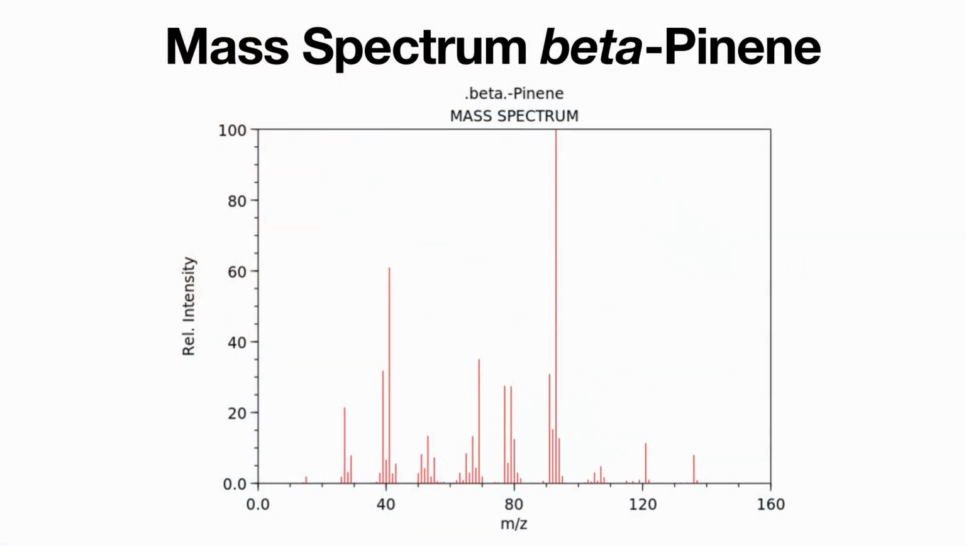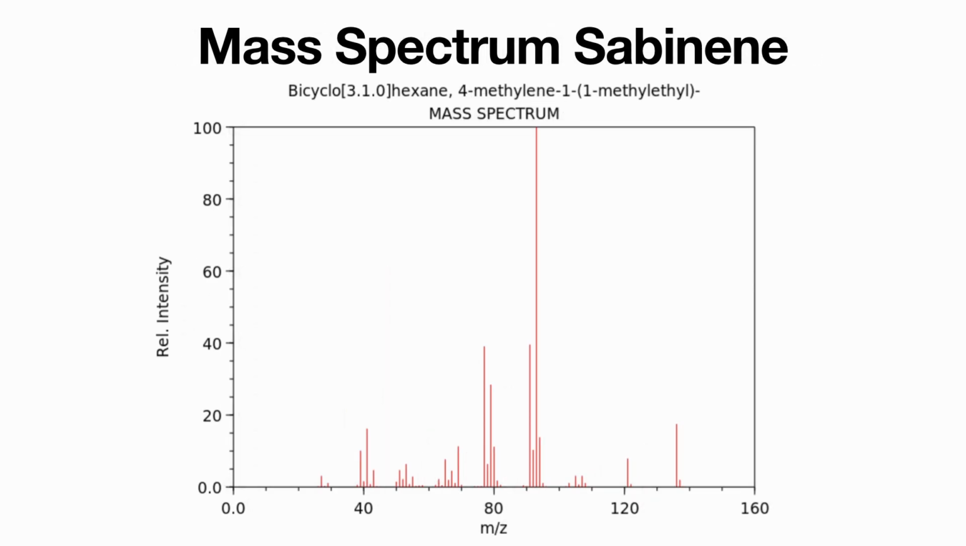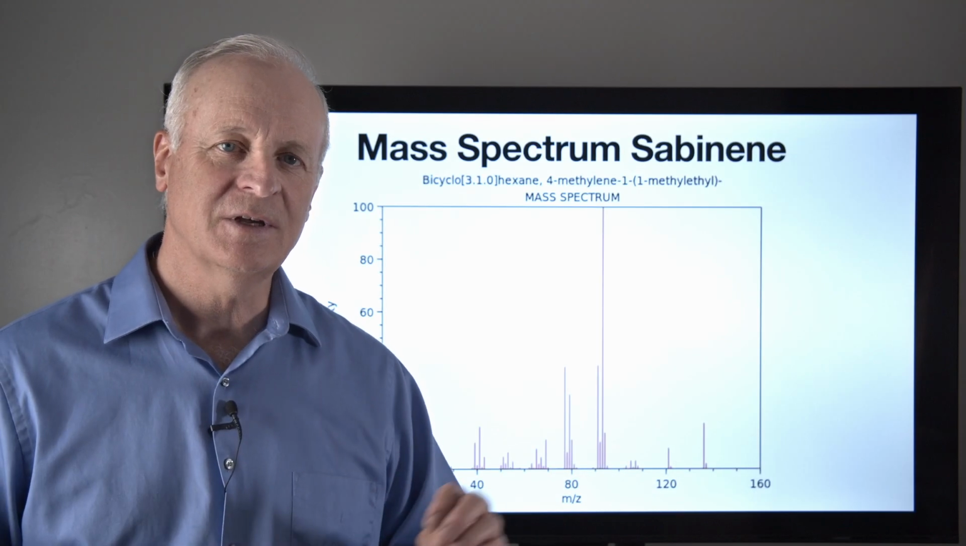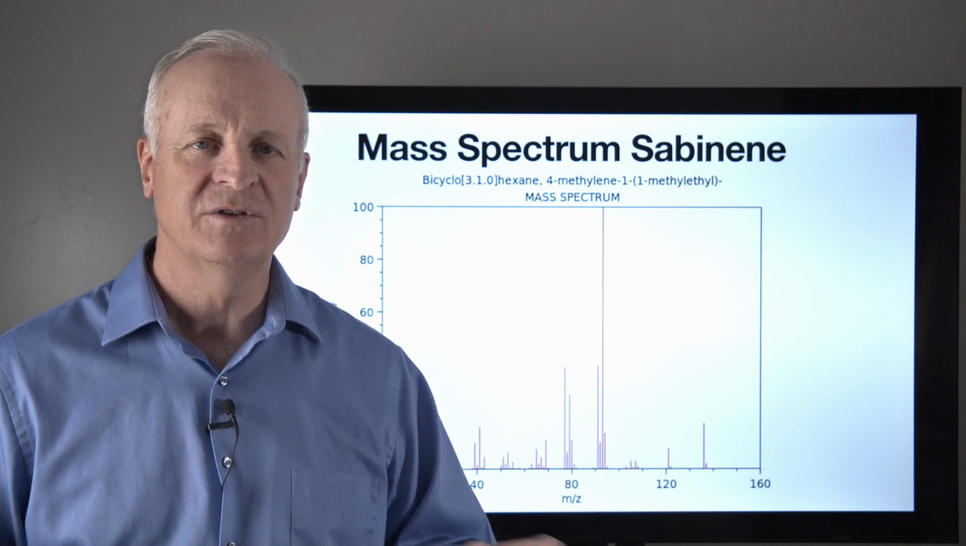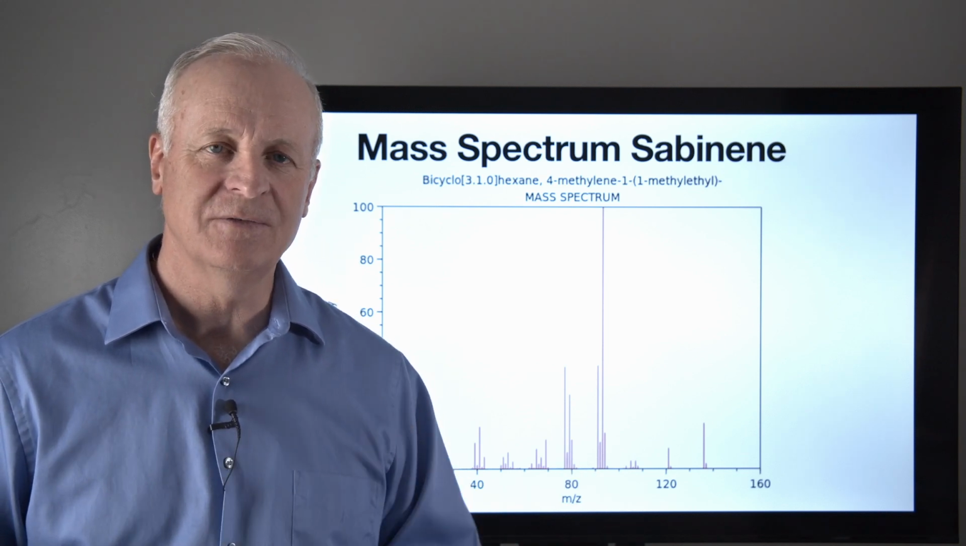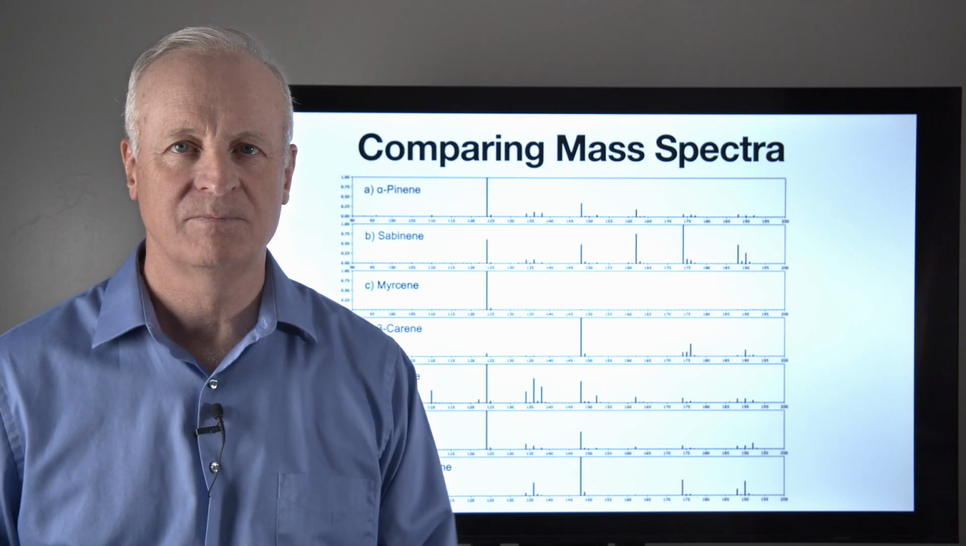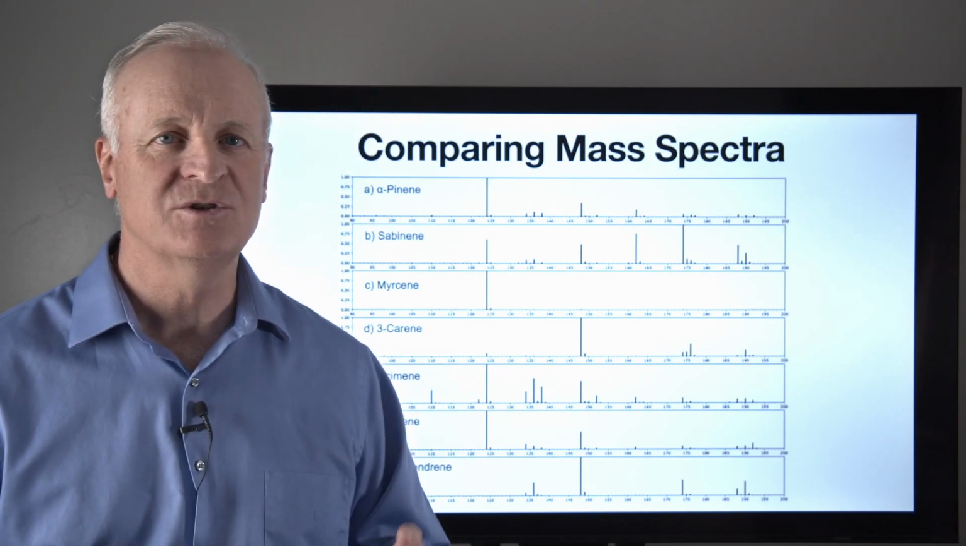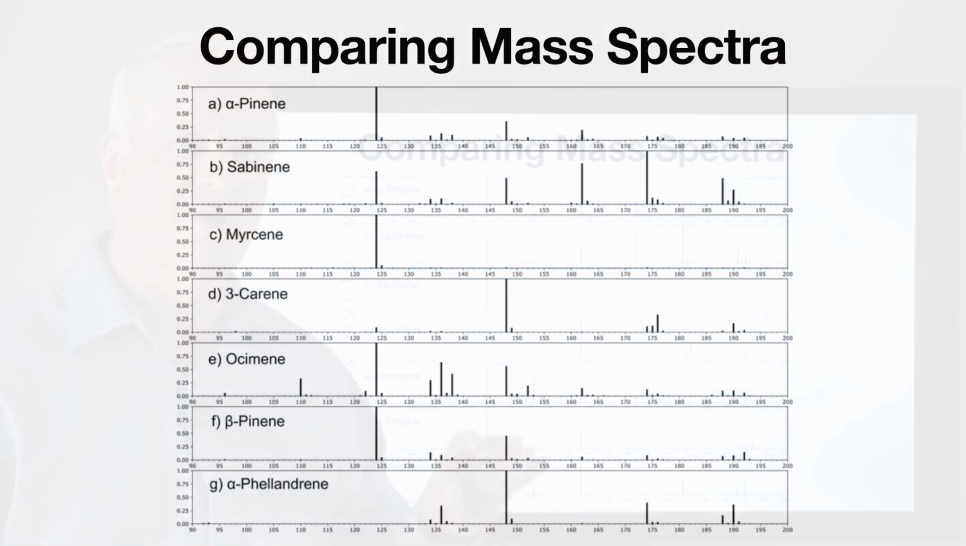Again, let's look at a mass spectrum for beta pinene. The fragmentation pattern is a little bit different. Let's look at the fragmentation pattern or mass spectrum for sabinene. It's also different. Again, the different chemical structure of these molecules creates different fragmentation patterns. Now let's look at some fragmentation patterns for a number of essential oil components to determine if they look alike or if they are completely different.